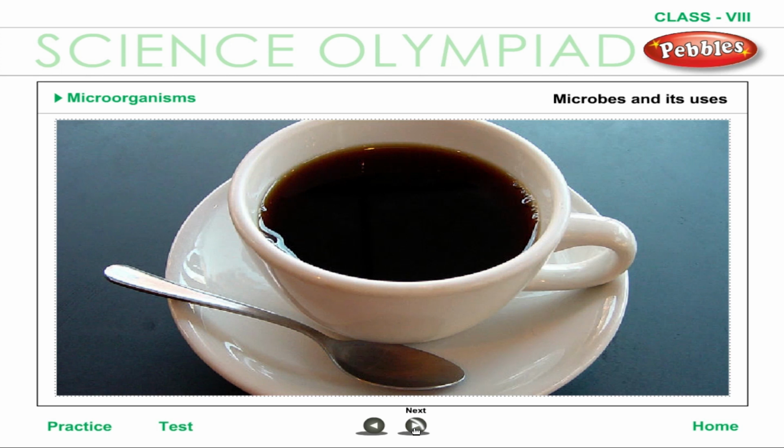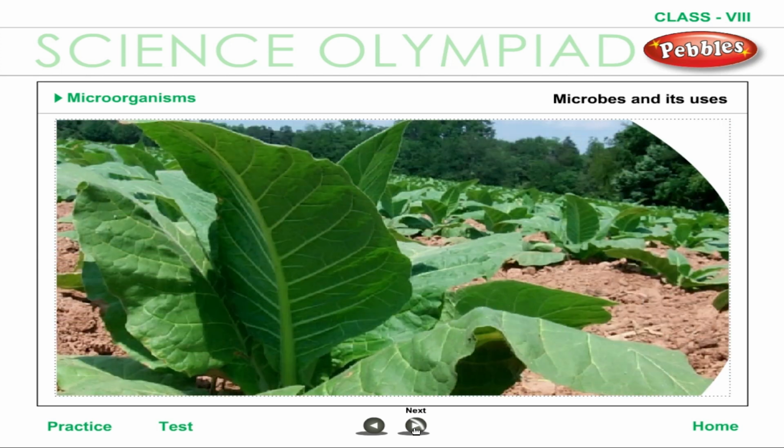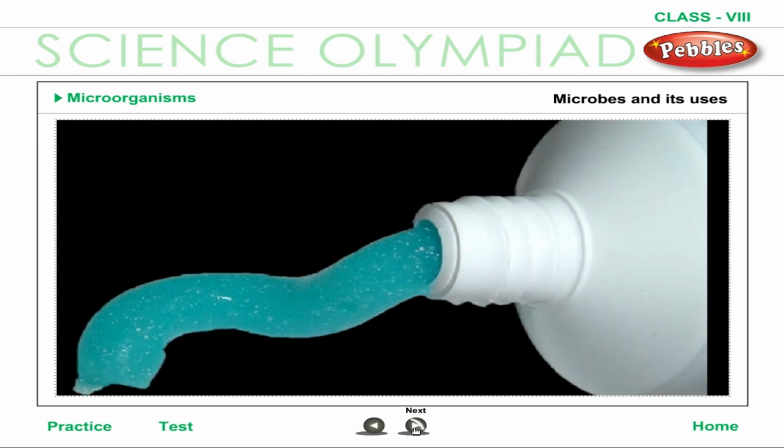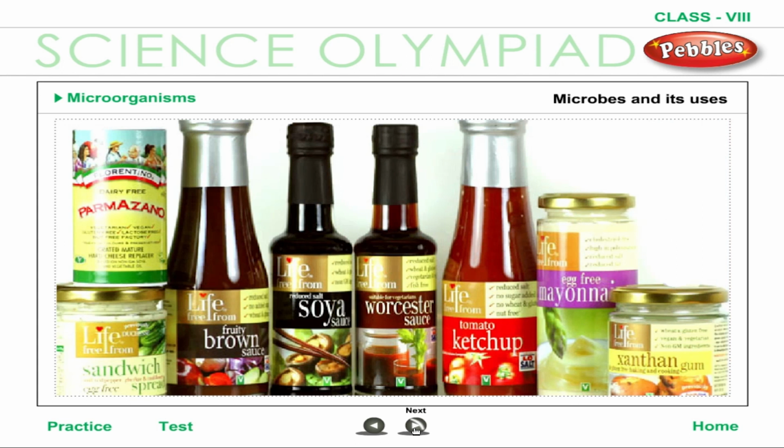Microbes and their uses. Bacteria are used in the production of vinegar, coffee, and tobacco. Xanthan gum, obtained from the bacteria Xanthomonas campestris, is used as a stabilizing agent in toothpaste. It is also used as a food additive in jams because of its ability to thicken liquid solutions.